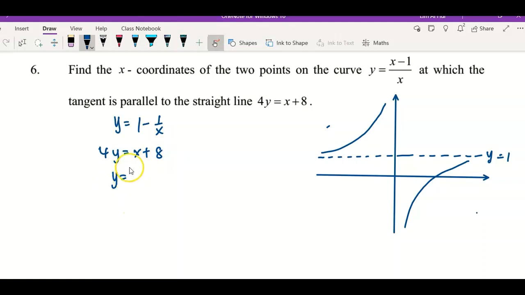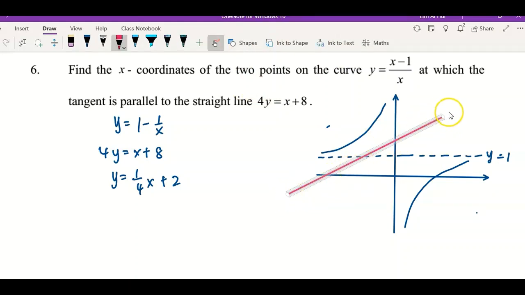If you want to sketch this straight line, it's better that we change it into the form y equals mx plus c by dividing the whole equation by 4. I get y equals 1 over 4 x plus 2. It's not really having a high gradient. The gradient is just 1 over 4, but it has a positive sign, meaning that our straight line is still going up.